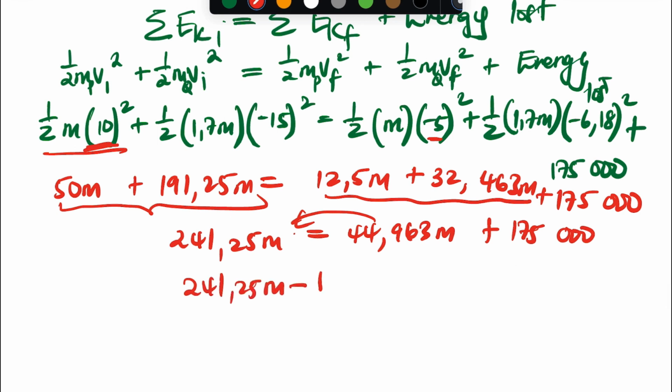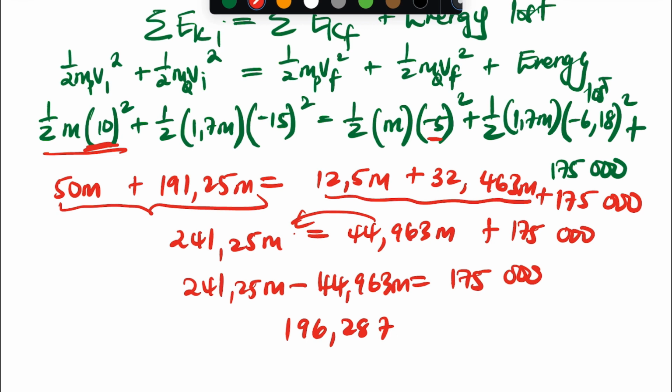So when we take this to this side, it's going to be 241.25 m minus 44.963 equal to 175,000 there, and then there's an m there. So 241.25 minus 44.963, the answer here is going to be 196.287 m, and then there's 175,000 there.